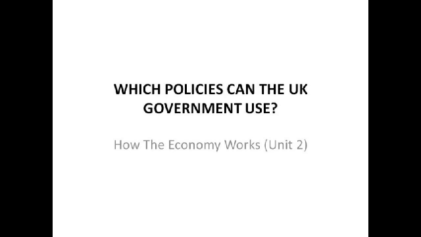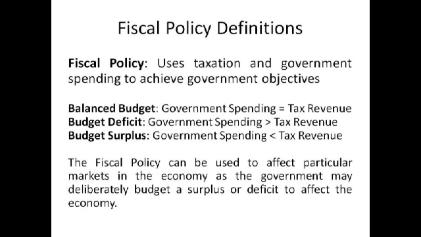This video is about which policies the UK government can use from How the Economy Works, which is Unit 2 of the OCR Economics GCSE. One of the policies that the UK government can use is the Fiscal Policy, which uses taxation and government spending to achieve government objectives. Now there's three states that the budget can be in.